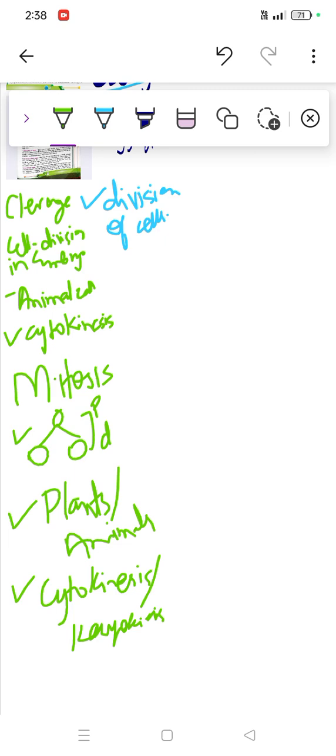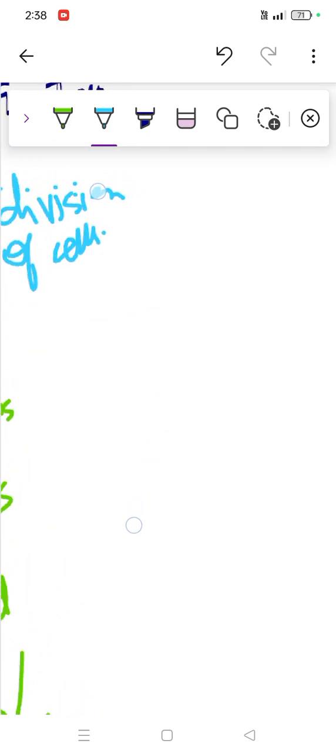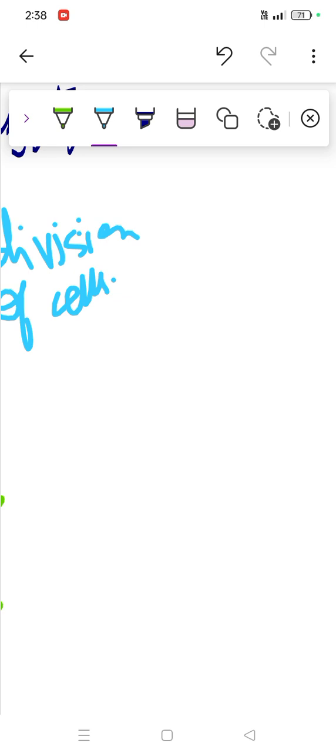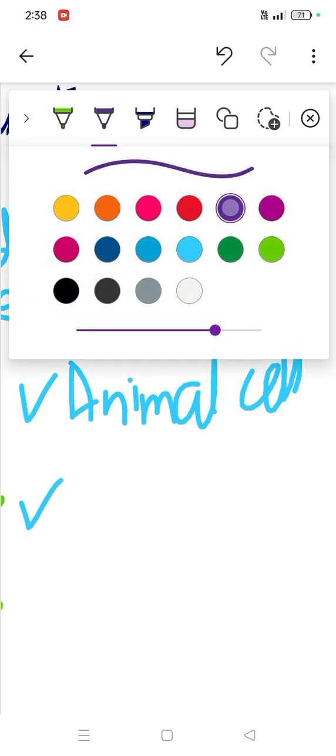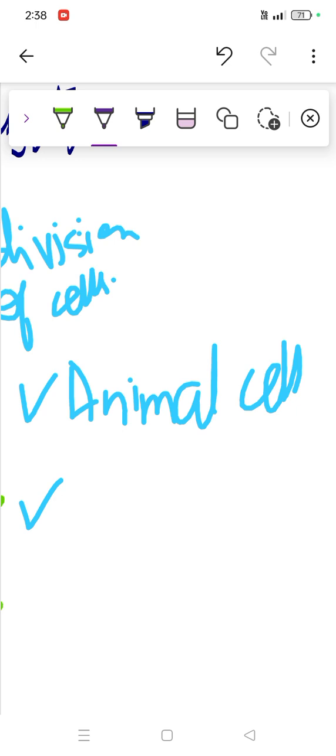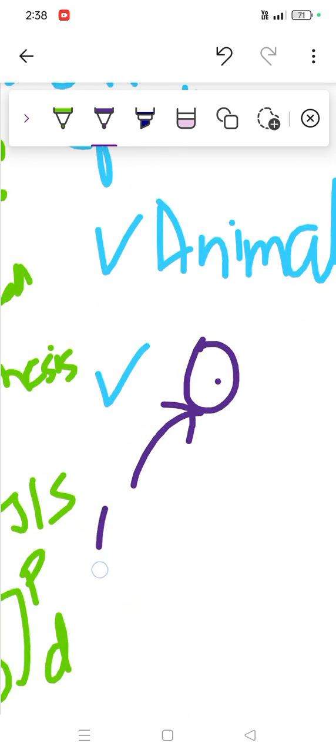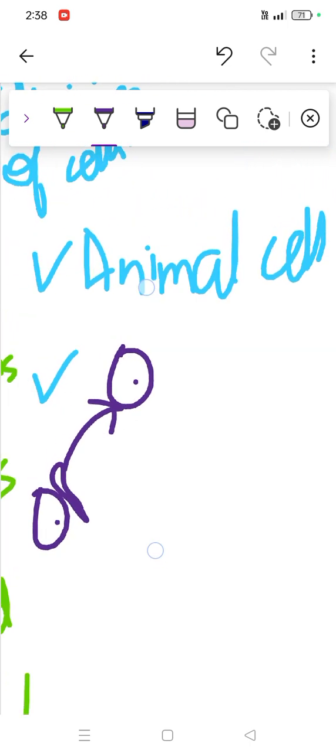Today we'll discuss cleavage. Cell division in the embryo occurs only in the animal cell, and the cytokinesis process occurs, which I've explained. If I simply tell you the major difference, what is a genuine cleavage? If this is the zygote, as we know, a zygote is formed by egg and sperm fertilization, so that's called a zygote or fertilized egg.